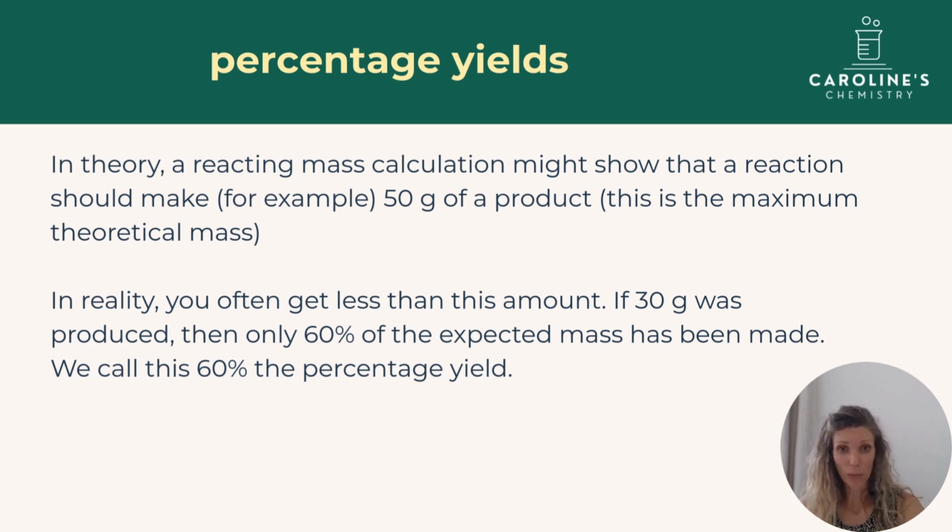The reality is we often get less. So if we should be making 50 grams, but only 30 grams is made, then we're only getting 60% of what we could have got. And that is what we call the percentage yield.